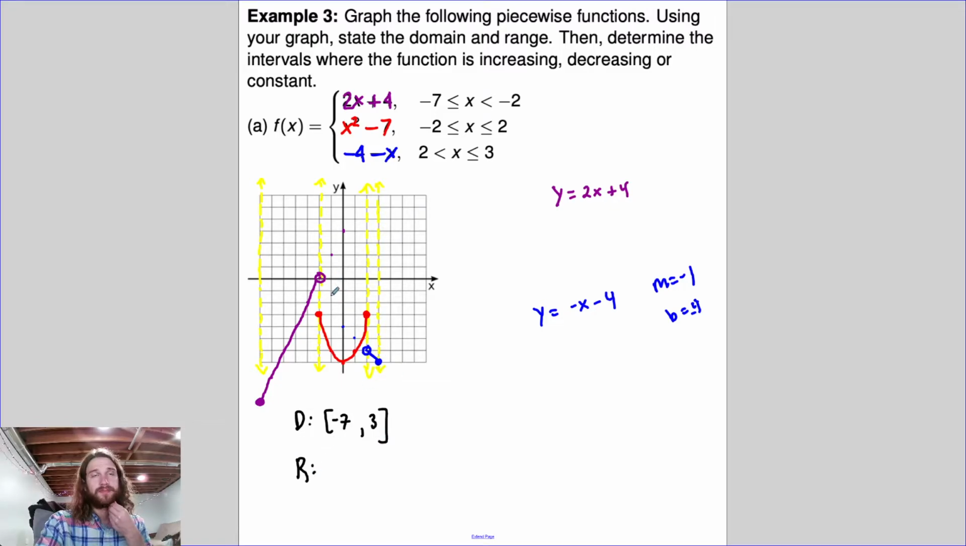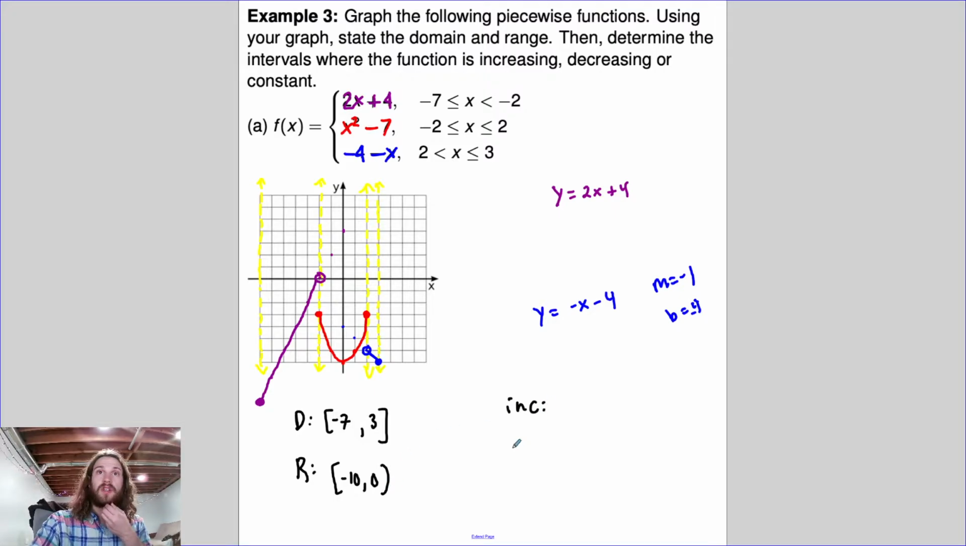Our range, lowest possible y value. Well, right here we are at negative 6. We go down 2 over 1, we're at negative 8. Down 2 over 1, we're at negative 10. So the lowest possible y value is negative 10. And as we continue up, the highest possible y value is 0, which is not included.